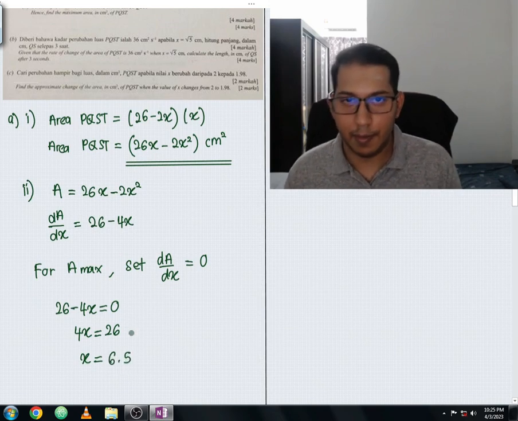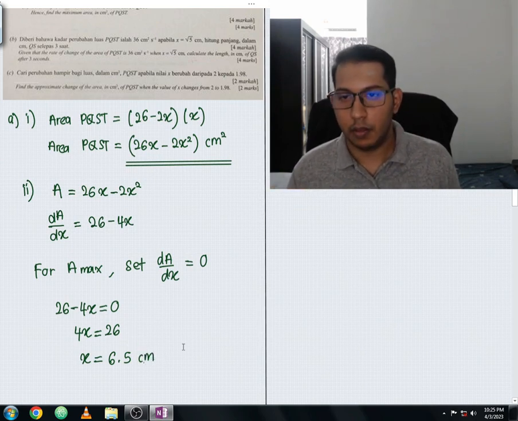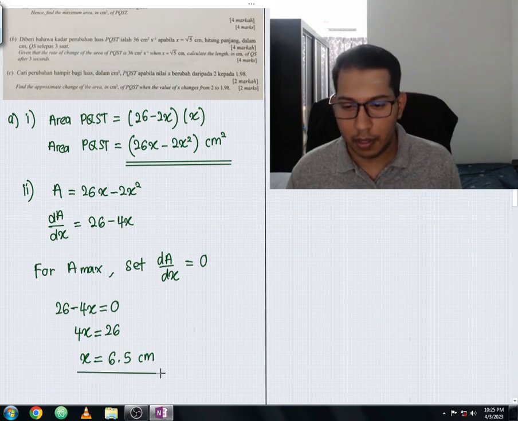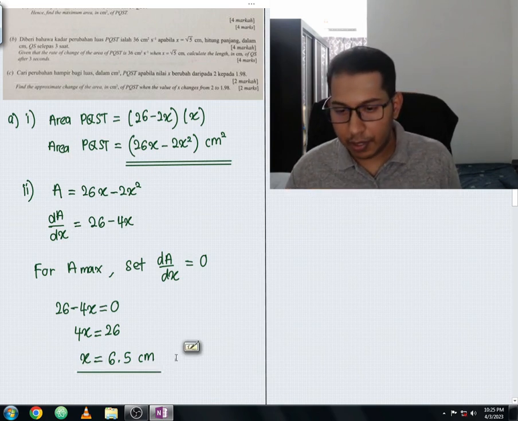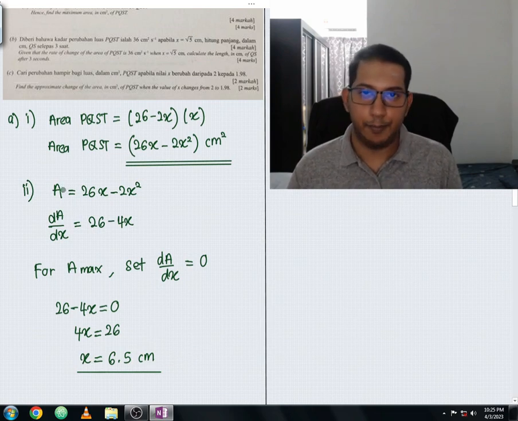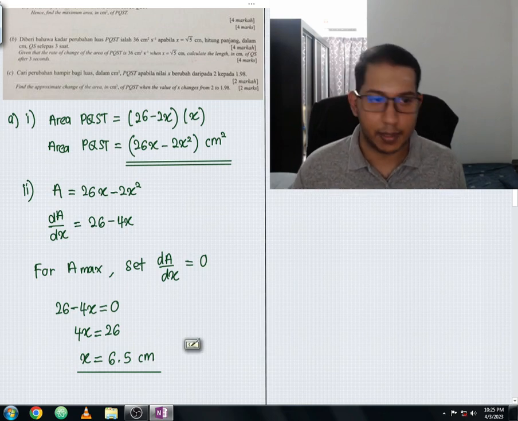centimeter. Okay, remember guys, don't forget the unit. Okay, let me underline this. Okay, this is not the final answer, it's just a part of the working. Okay, so once you get this, what you need to do is use this x value and then substitute into the equation of the area, to find the maximum area, or in this case A max.